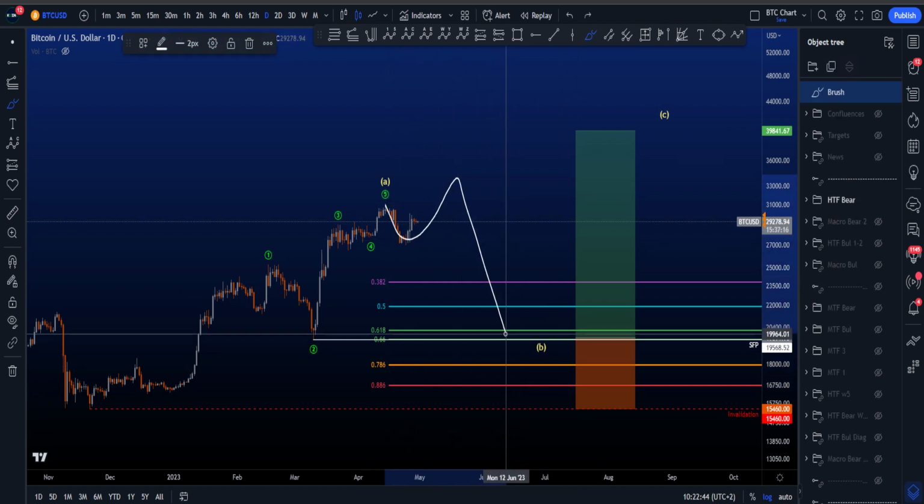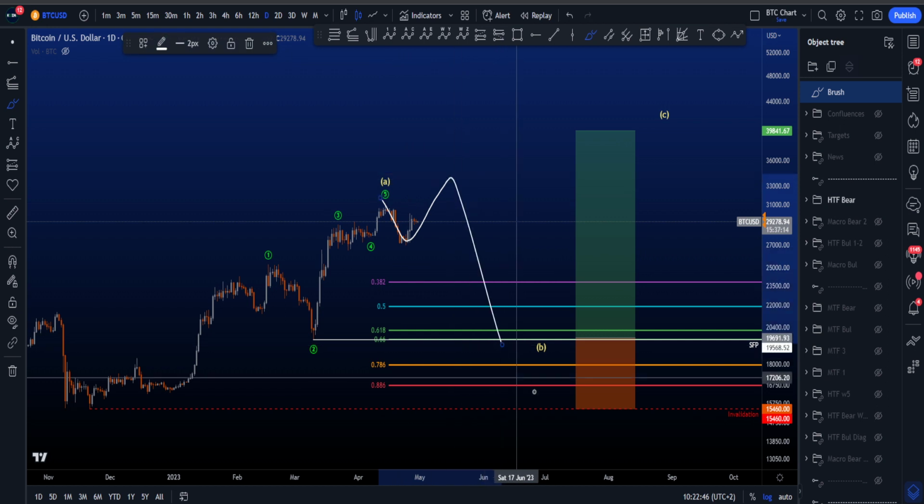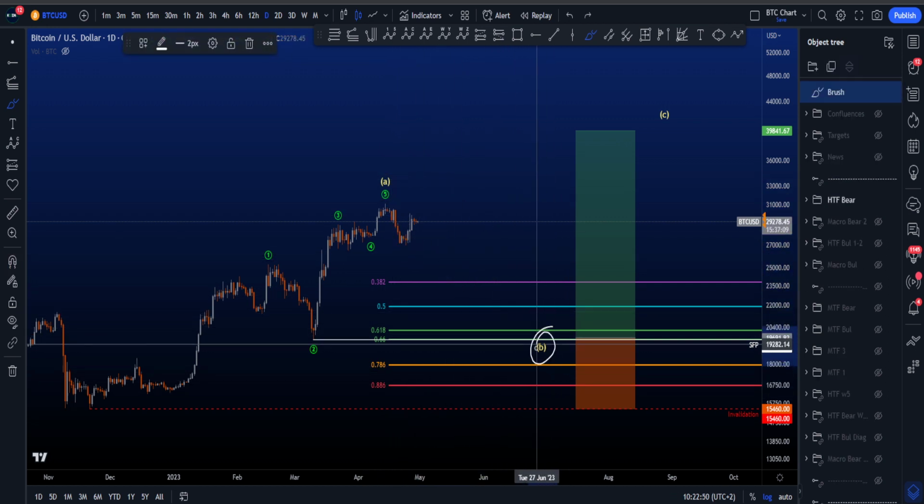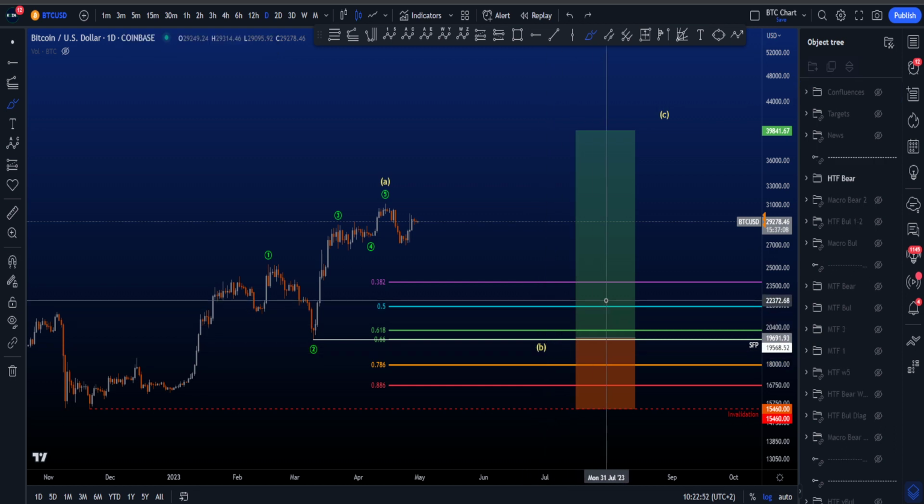It's not necessarily a zigzag. It can be a flat, for example, like an A, B, C. It can be a complex structure. It can be anything. So a B can be much, much more complex. Now, of course, a wave 2 can also be very complex. It's just a bit more rare compared to a wave B. So that is something to take into account.